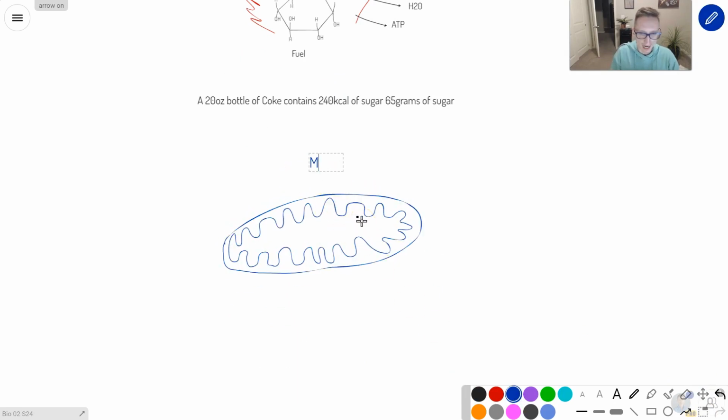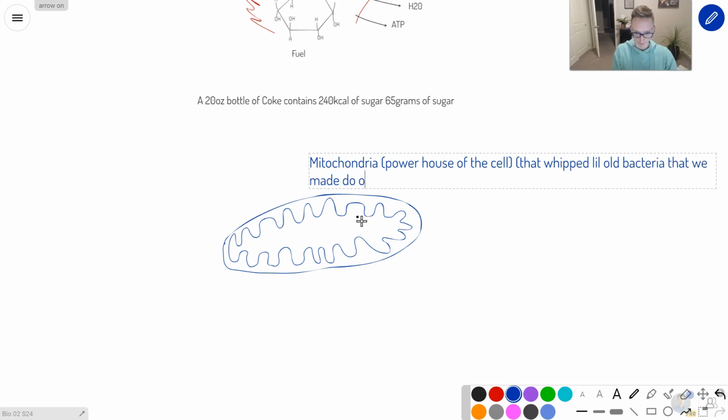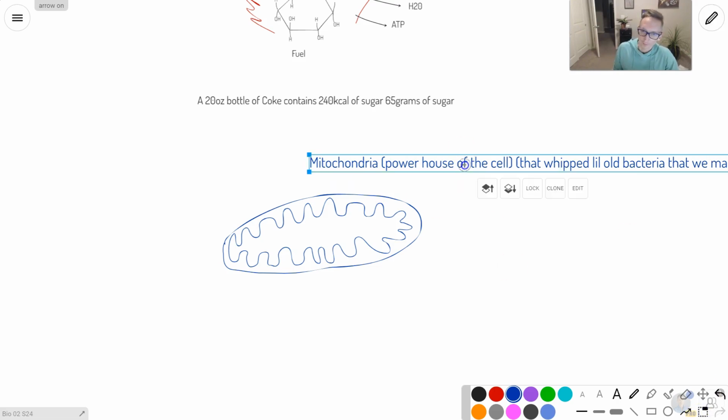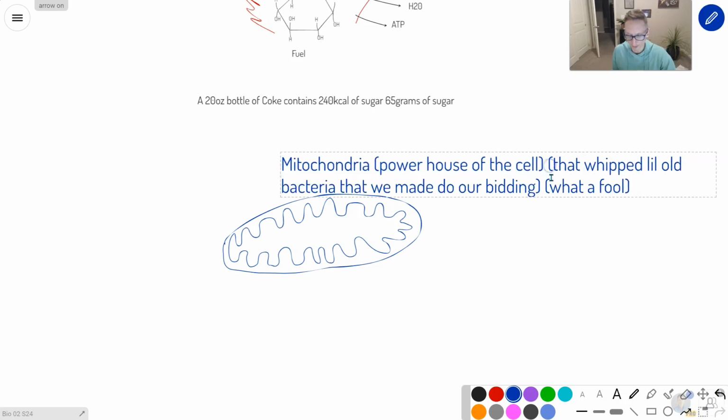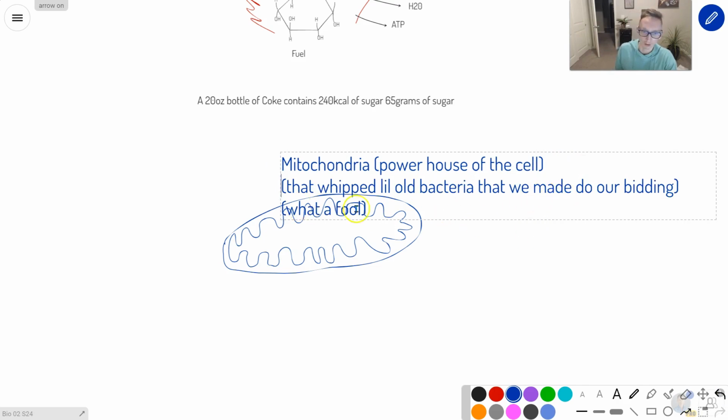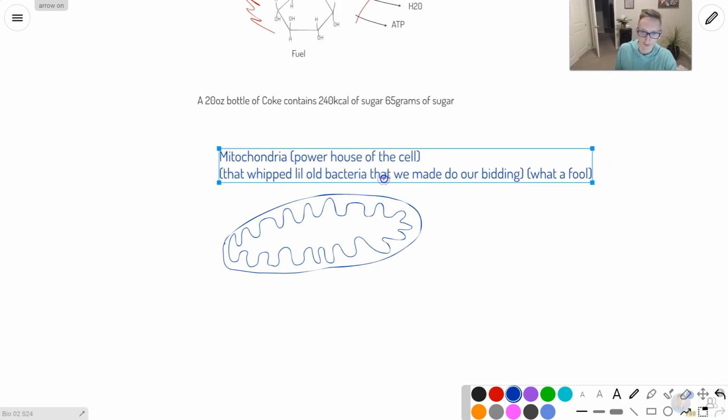It takes place in a couple areas, but the main star is the mitochondria, which is known as the powerhouse of the cell. And we know it as that whipped little old bacteria that we made do our bidding. What a fool. What a fool. All right. That is what a mitochondria is. By the end of this, you're going to know why it's the powerhouse of the cell. It's cool. It contains my favorite protein. I didn't even study this bad boy, and it's still my favorite.